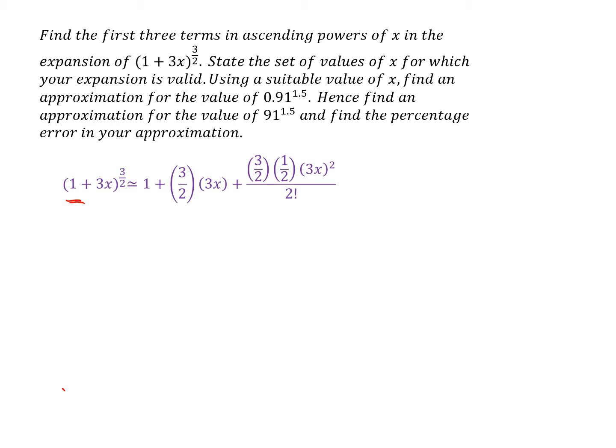So it's 1 plus n times x plus n minus 1 x squared over 2 factorial. Those are the first three terms. Simplifying those gives me that. So that's the first three terms.